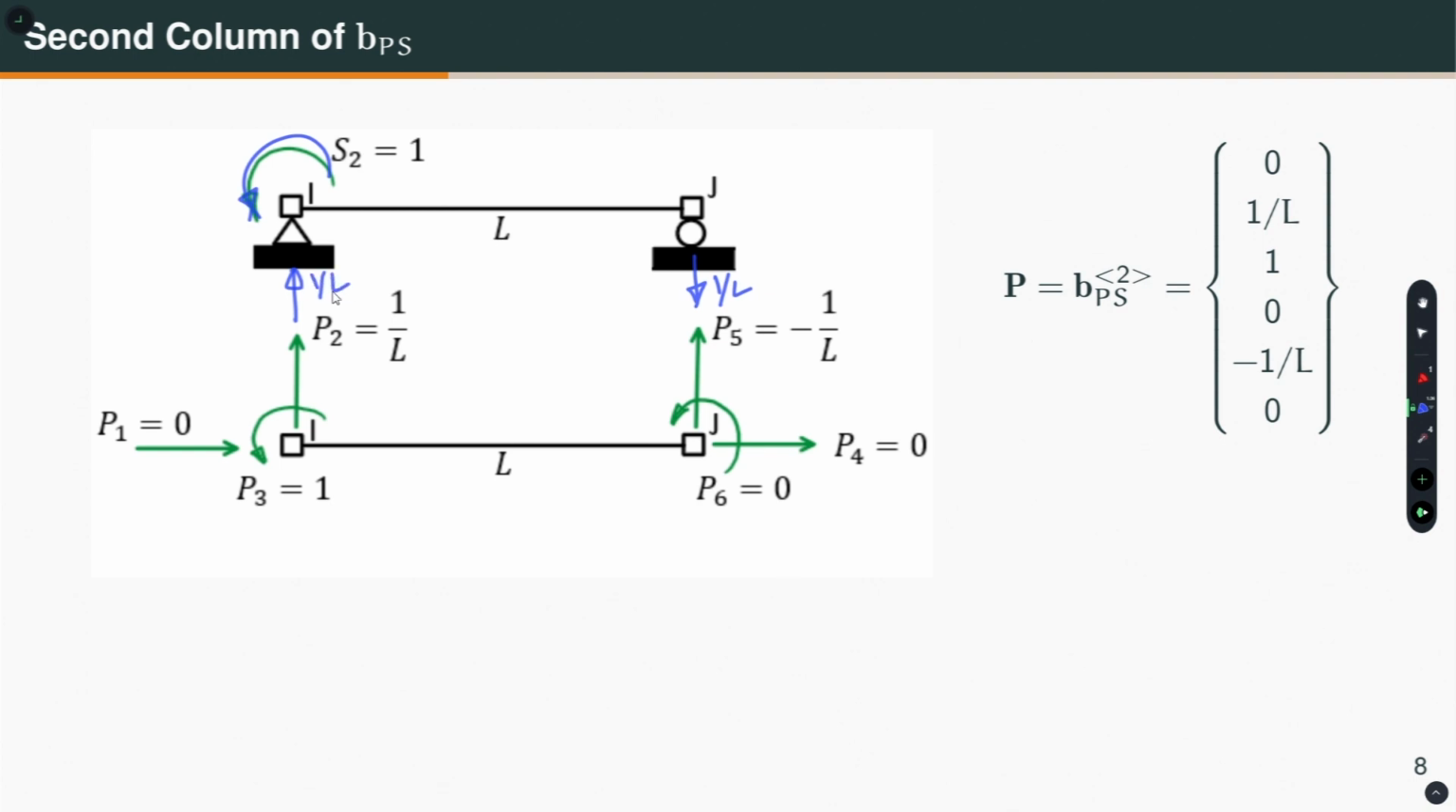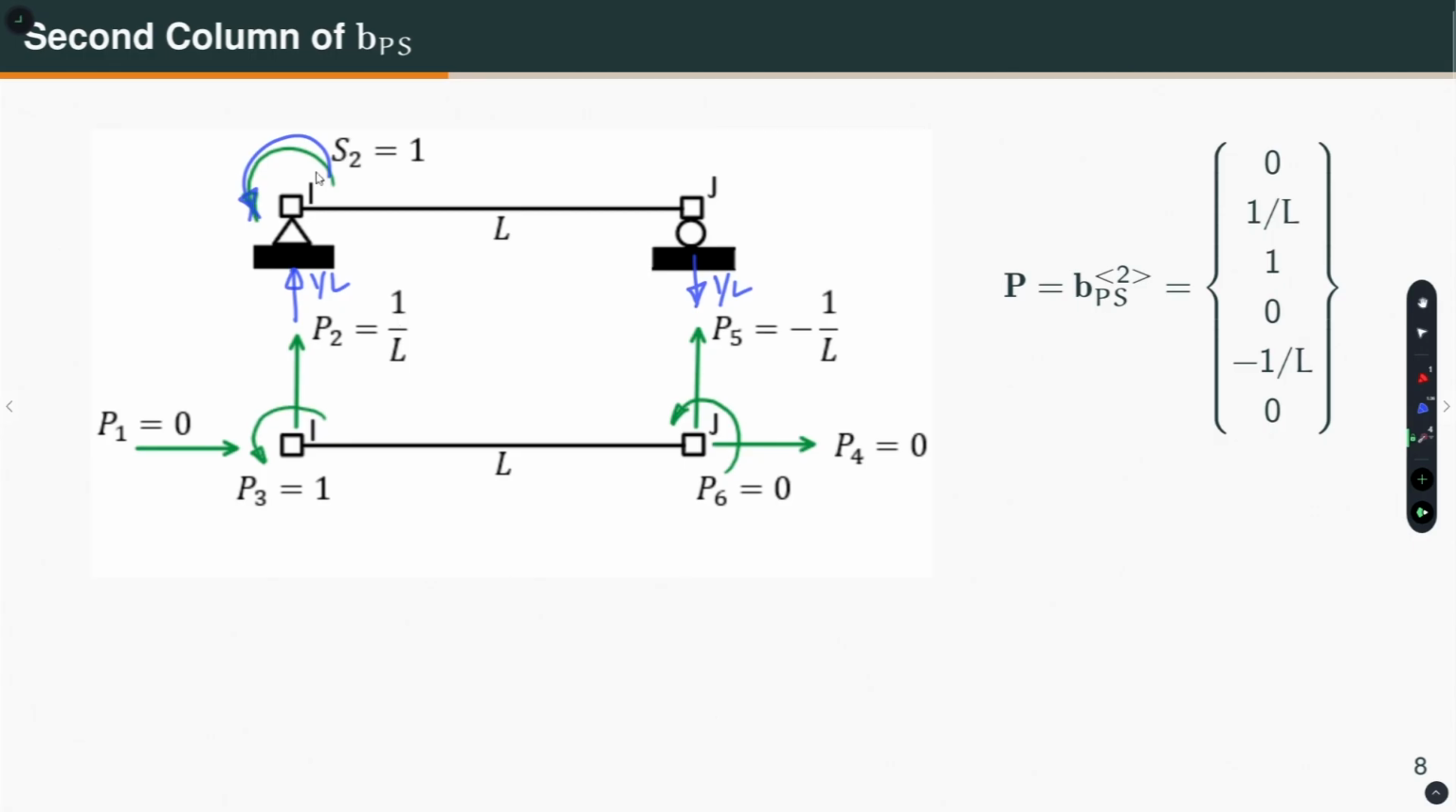Now, I have to write down the forces in the direction of the P vector, right. So, what is my P1? P1 is 0, there is no axial force. Okay. What is my P2? P2 is 1 by L because this and this direction, the P2 direction, are the same. So, P2 is equal to 1 by L.